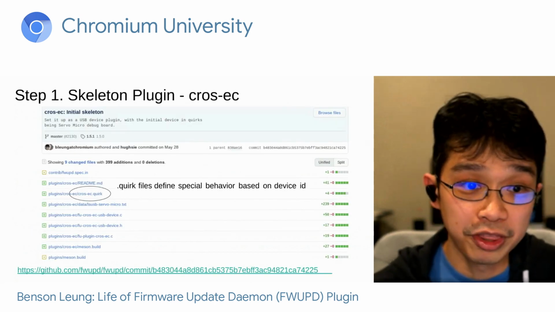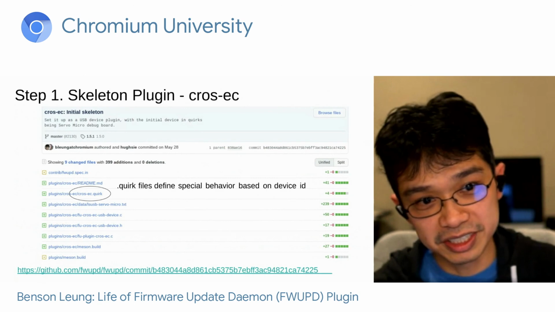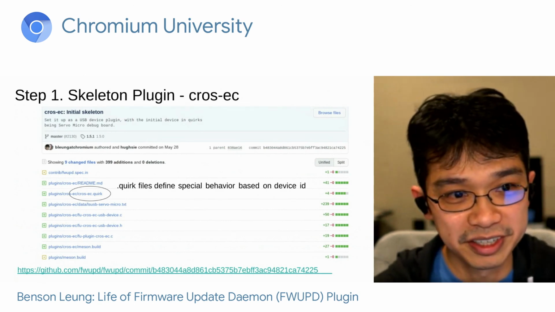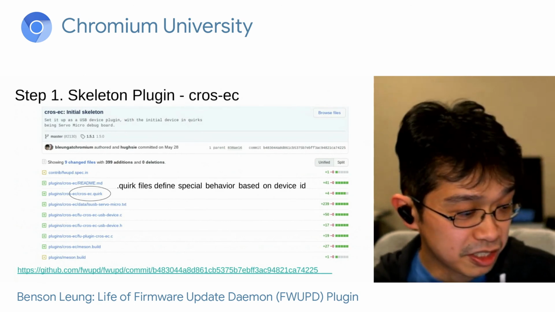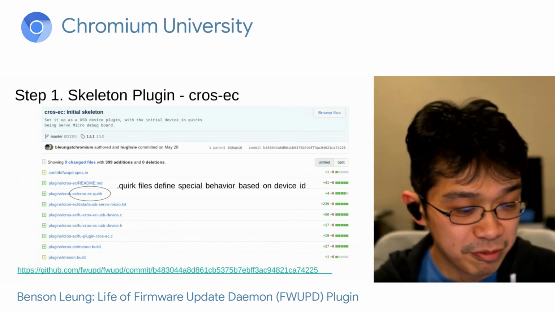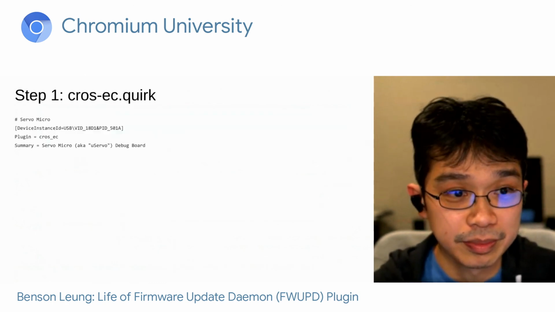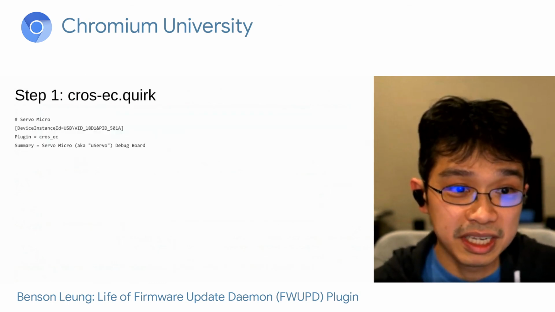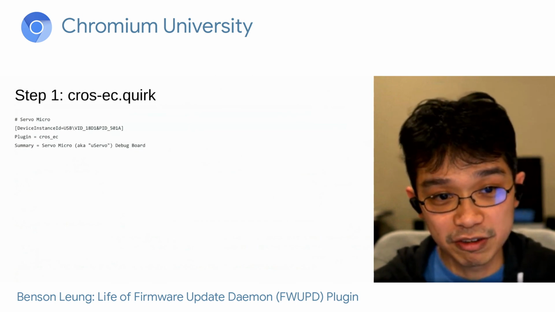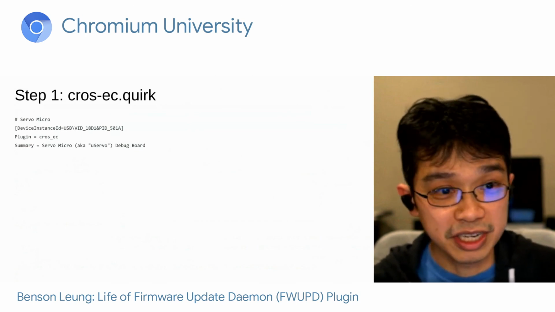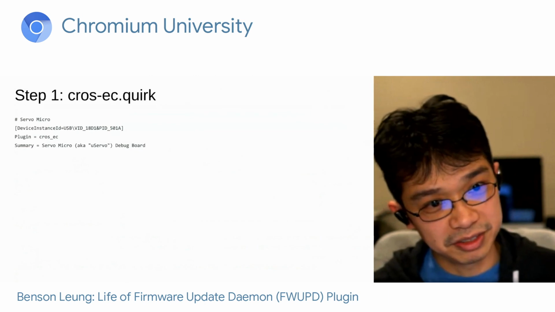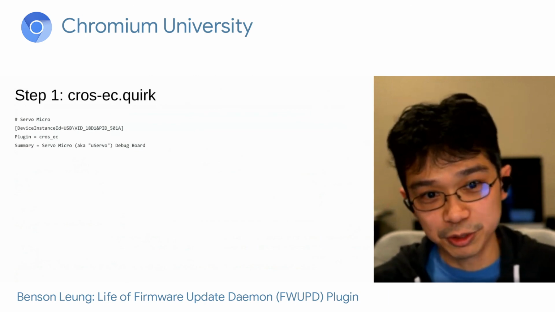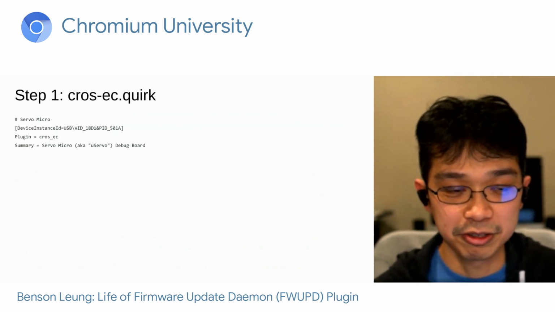So one more important thing about the skeleton before we move on is the introduction of the quirk file. So .quirk defines special behavior based on device ID. Quirks are simple key files that allow you to modify device behavior based on ID. It could be used to add extra delay for a particular model of some device which fails otherwise, or set special flags to change update algorithms used.